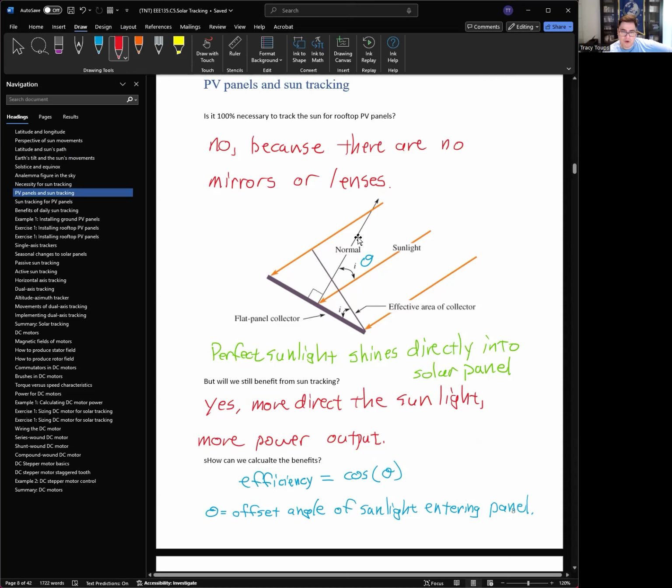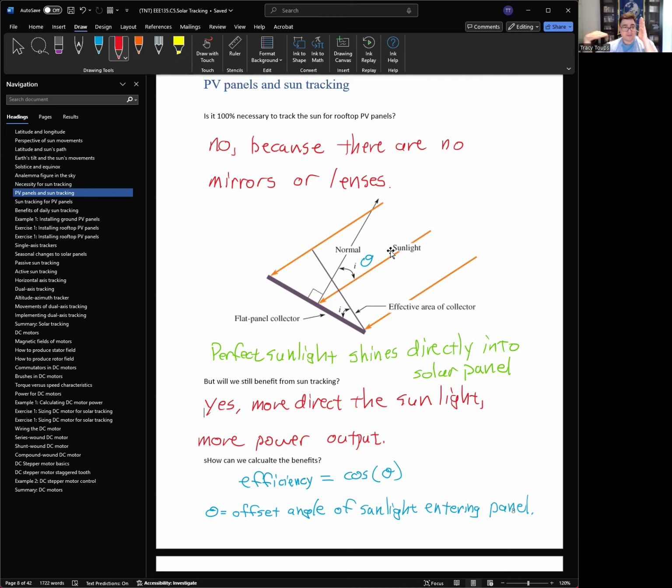The more off your sunlight angle is from the perfect angle, you're going to get an efficiency of cosine of theta. So basically, if you're directly on it, where there's 0 degrees difference, the cosine of 0 degrees is 1. So you can get 100% efficiency. As you veer off more and more, you're going to get away from 1, and you can go towards 0.